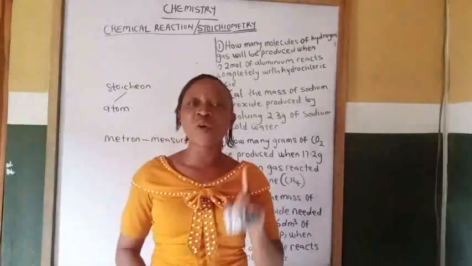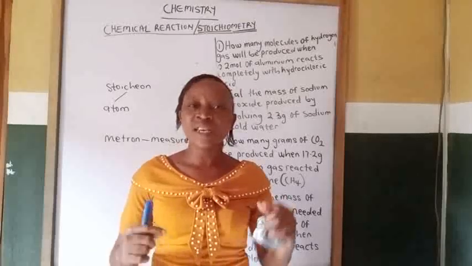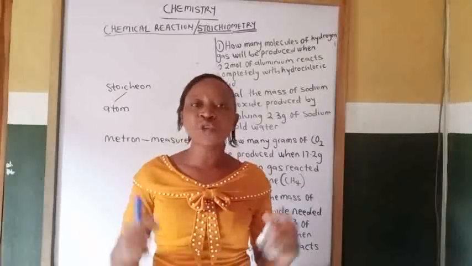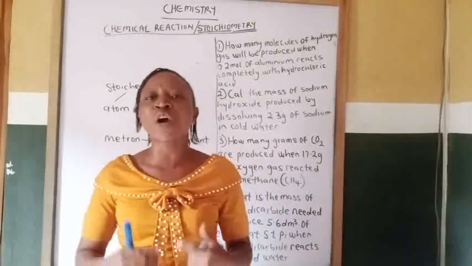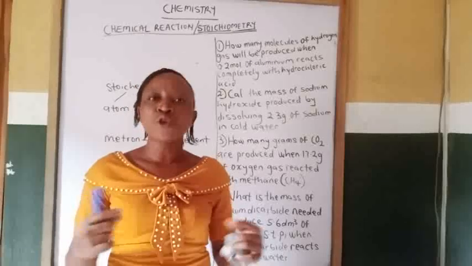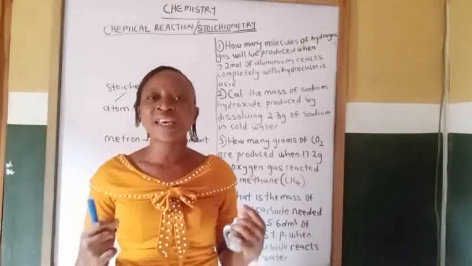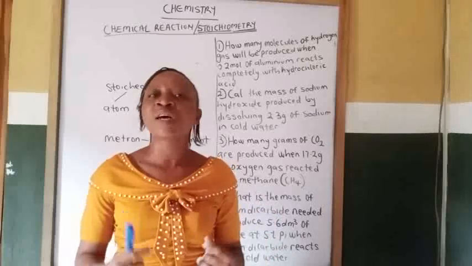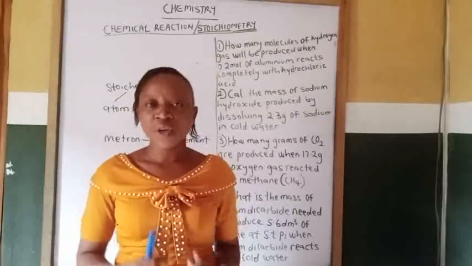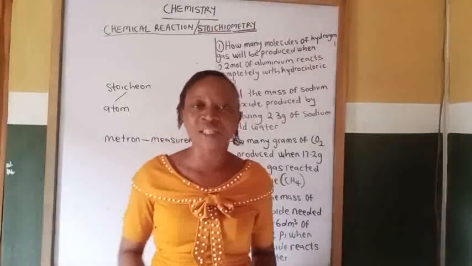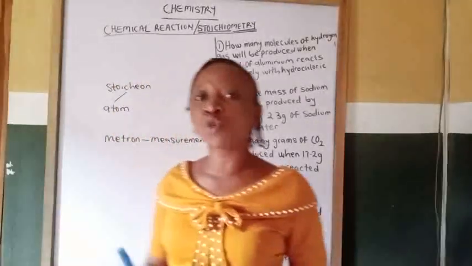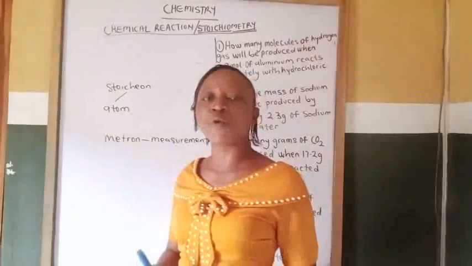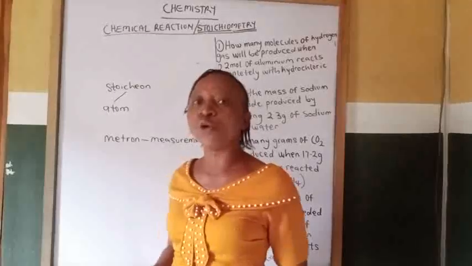So one thing that is very important in stoichiometry is the use of balanced chemical equation, because before you can solve questions on stoichiometry, you must be able to balance a chemical reaction. You must be able to derive your chemical reaction and balance that chemical reaction. So as a science student, you are expected to know how to balance a chemical reaction and how to derive a chemical reaction and balance the chemical equation.